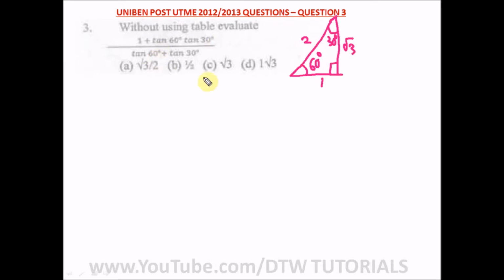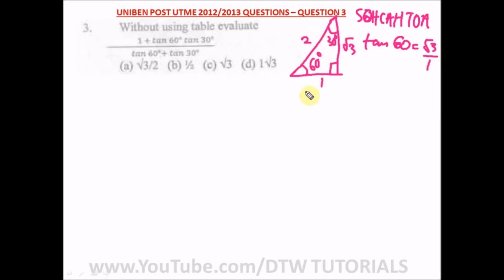So here, what do we have now? We're to get tan 60 and tan 30 from this particular triangle. So what is tan 60? Tan is, remember your SOH CAH TOA, opposite over adjacent. So for tan 60, this is the opposite and this is the adjacent. Tan 60 would be root 3 over 1.